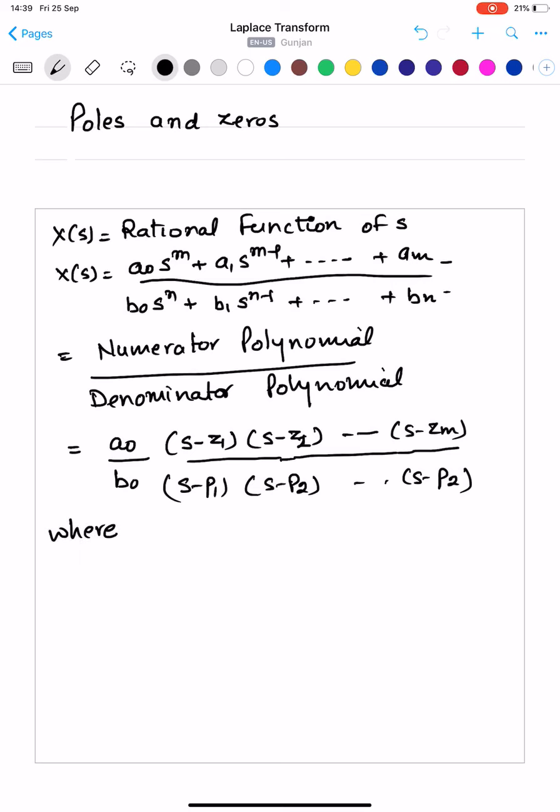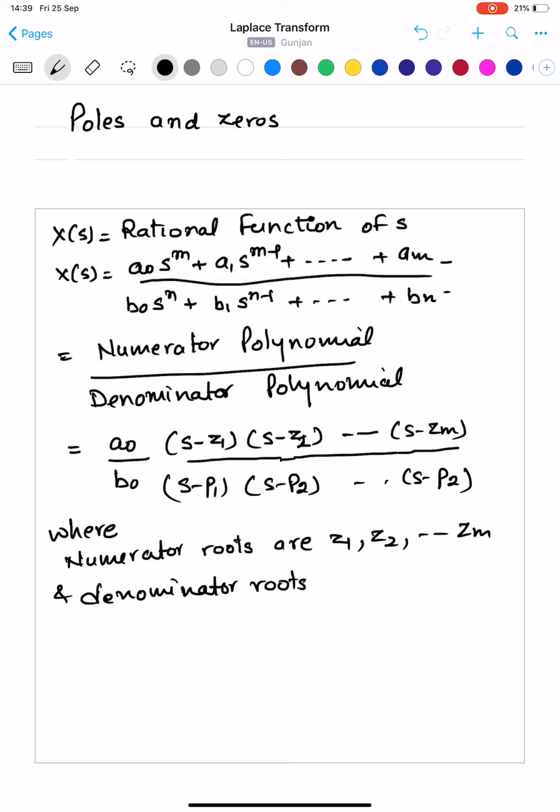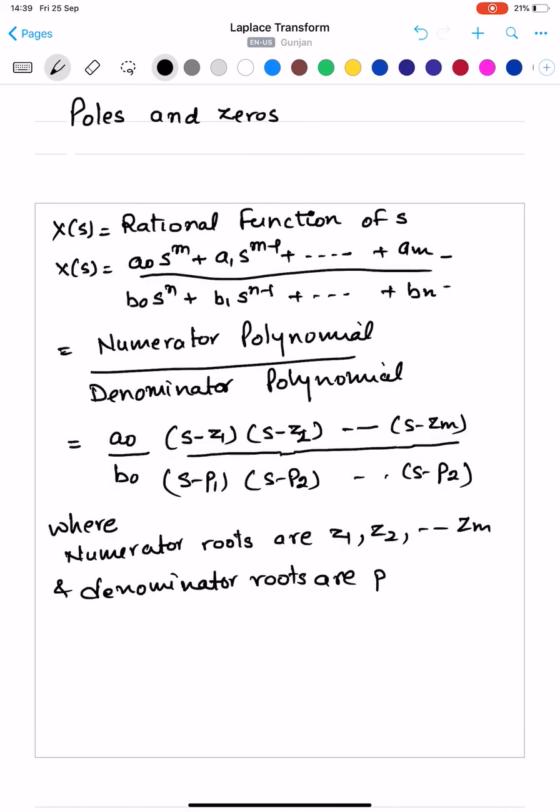Where you can say the numerator roots are z1, z2, and so on up to zm, and denominator roots are p1, p2, and so on up to pn. So the roots of the numerator are zeros. Why are they zeros? Because if you put s equals z1 in this equation, then X(s) will become equal to 0. That's why they are called zeros.